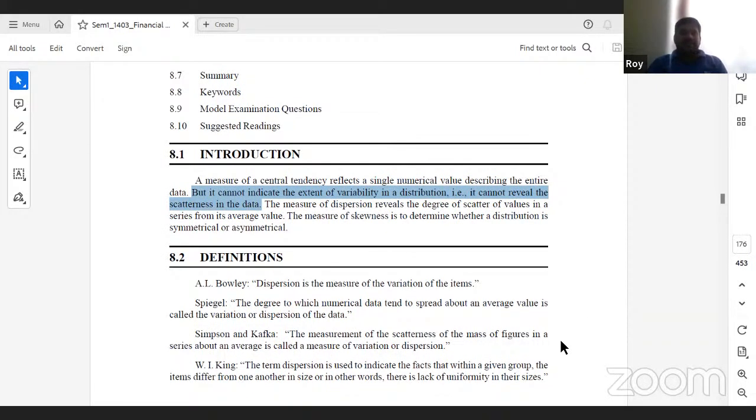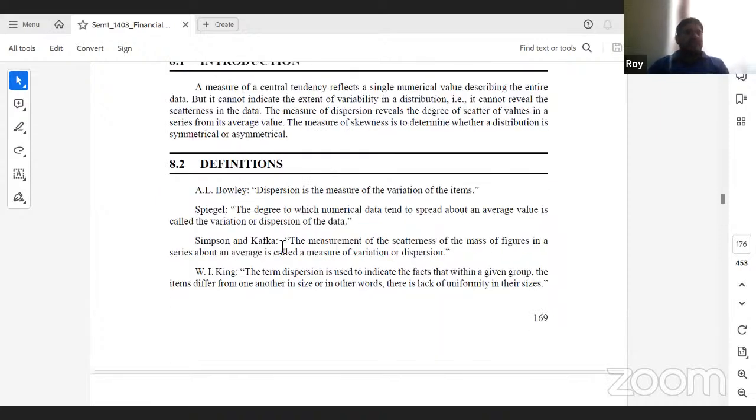Okay, let us try to see this. Dispersion is the measure of variation in the items. Please understand that we need to go in a detailed way. If it is time taking also, try to understand. It cannot reveal the scatterness in the data. The measure of dispersion reveals the degree of scatter of values in a series from its average value. The measure of skewness is to determine whether a distribution is symmetrical or asymmetrical. When we are talking about the skewness, what is symmetrical and asymmetrical skewness? These things we need to understand.